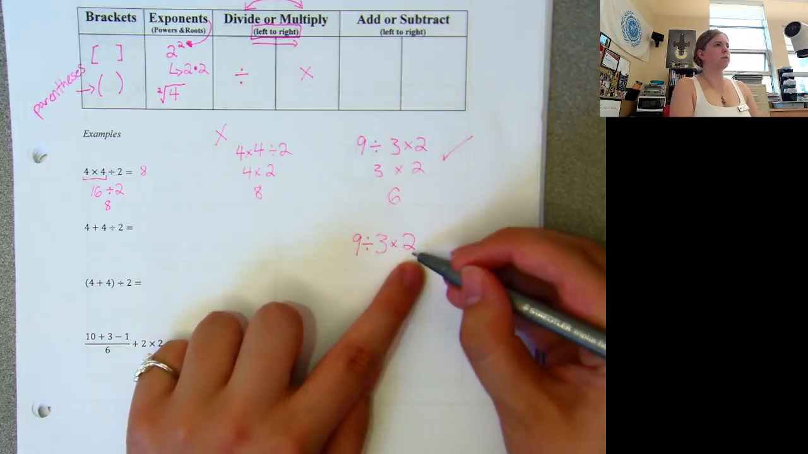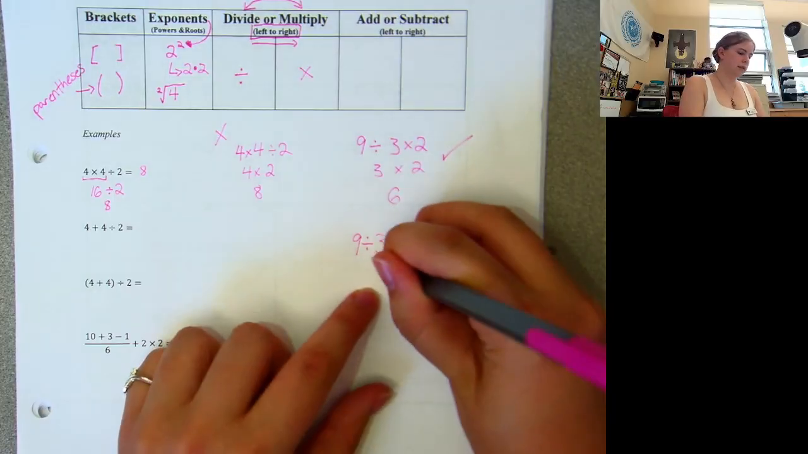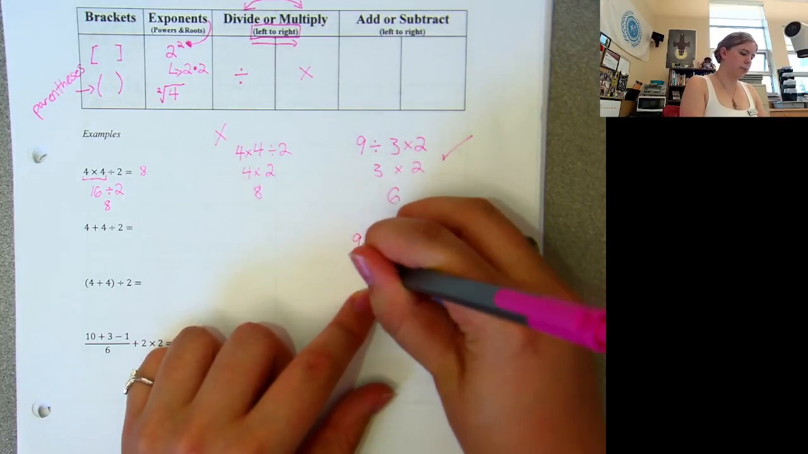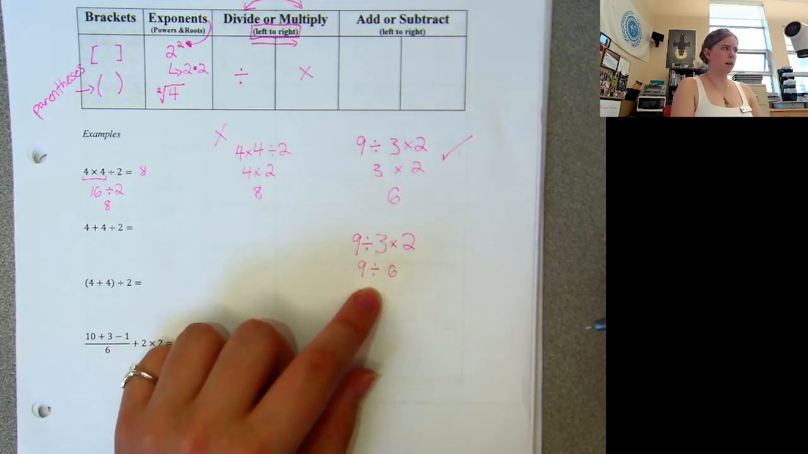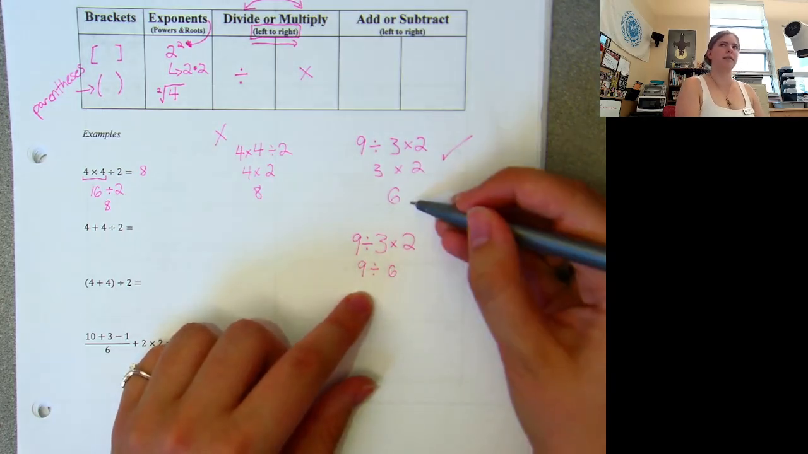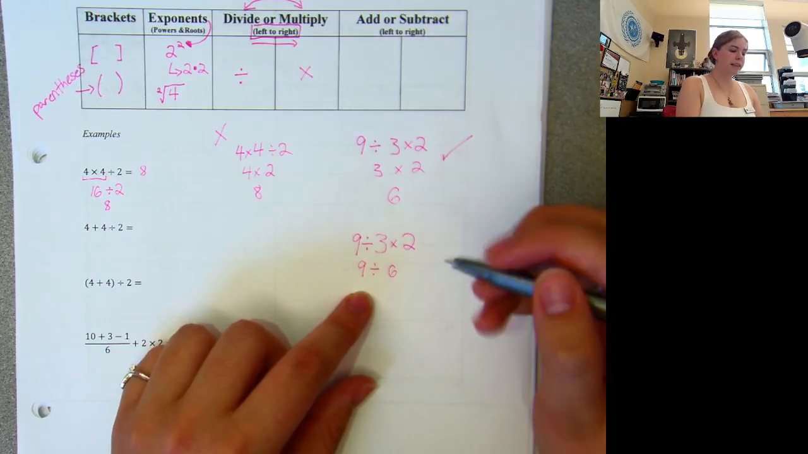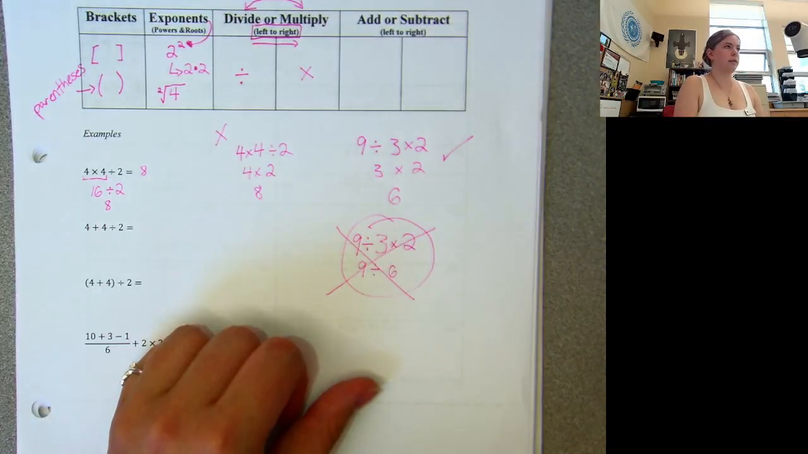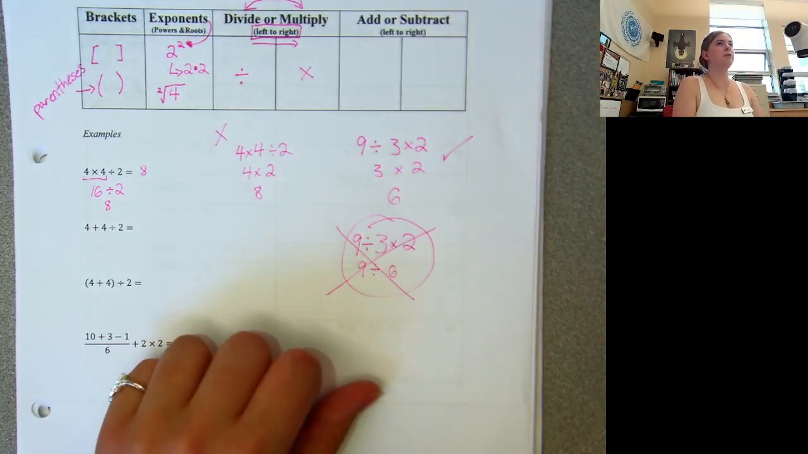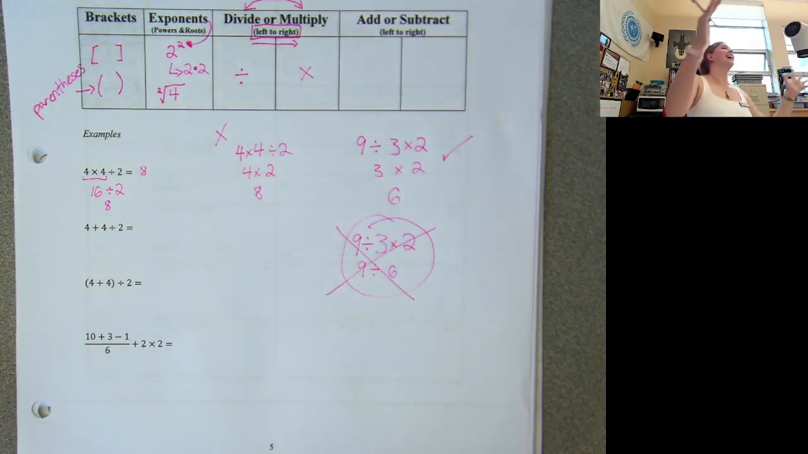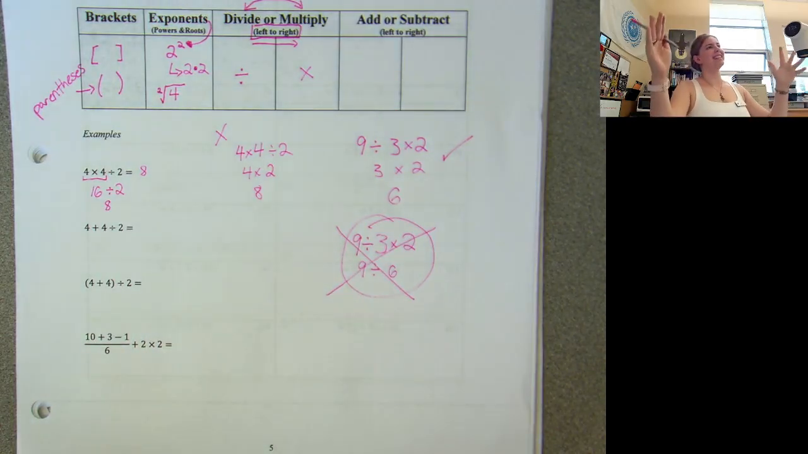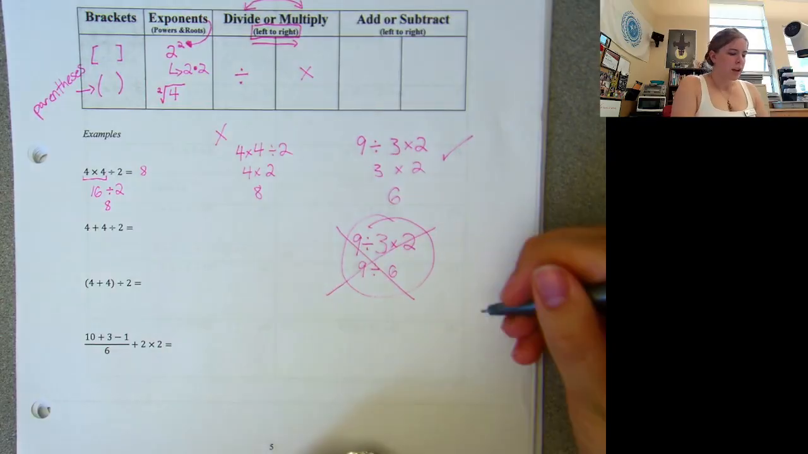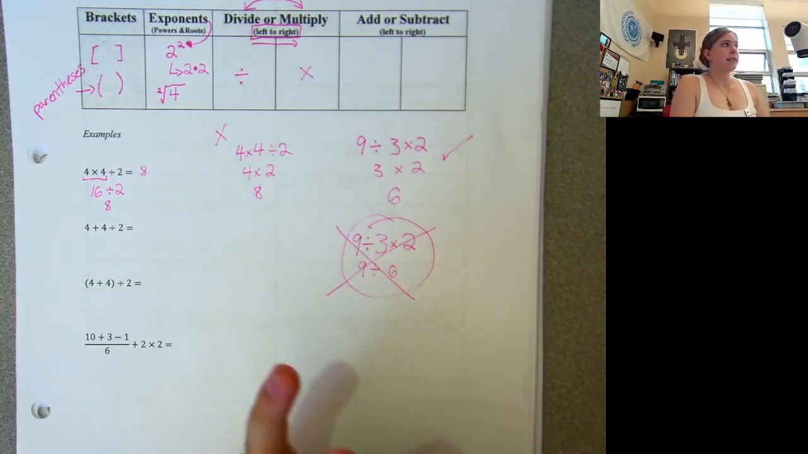What's 3 times 2? 6. And then we bring down our 9 divided by. Well, I have 9 divided by 6. What's going on with this? That is not 6. So this is an example we do not want to do this. This is why we have to work left to right. Exactly. Does that part make sense? Yeah. All right.